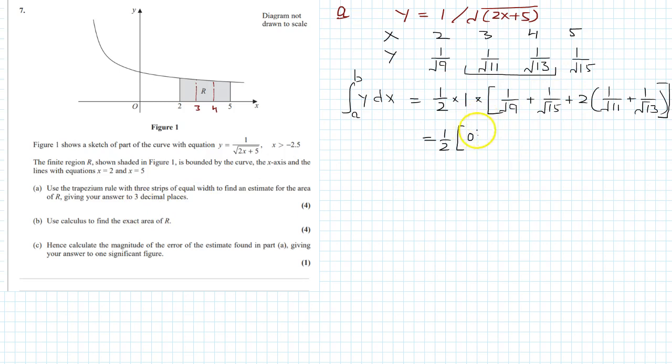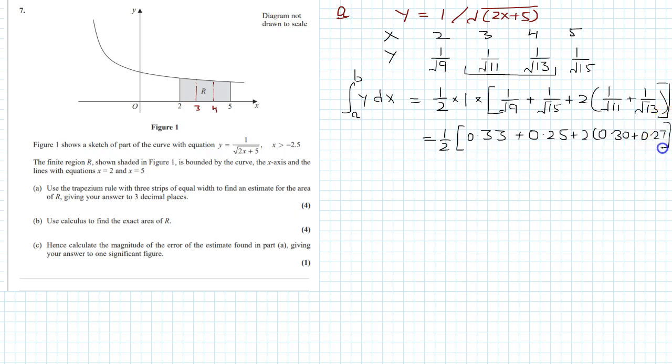We have to write 3 places of decimals. So 0.33 plus 0.25 plus 2 multiply 0.30 and plus 0.27.